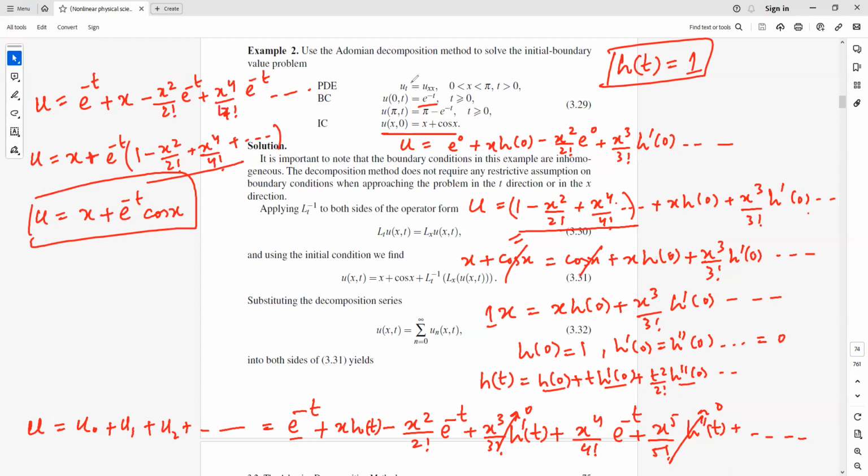So here we see how to solve a time-dependent Dirichlet boundary condition homogeneous heat equation problem using the Adomian decomposition method.